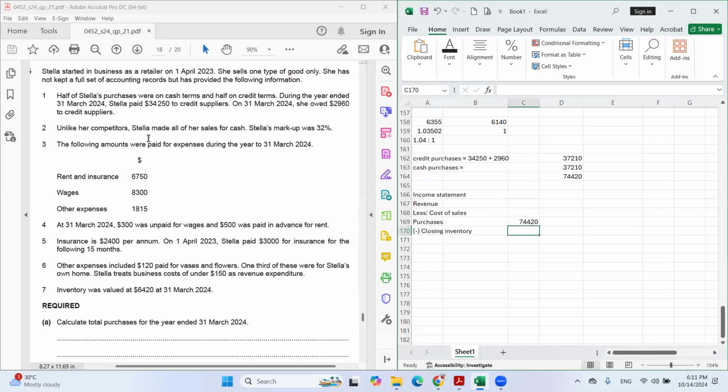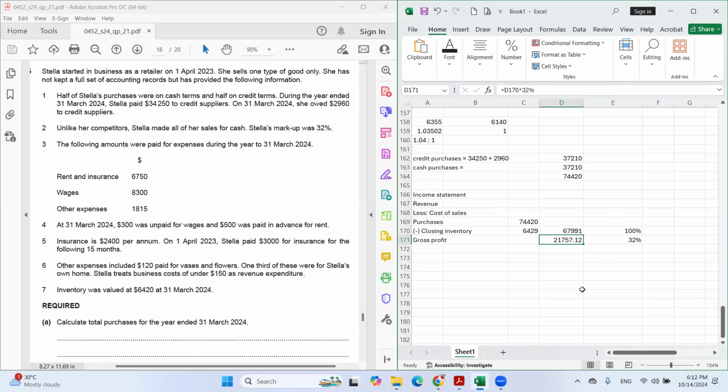Closing inventory is 6420. So we take this one minus this one. And then gross profit is 32%. That means this one is 32%. This one is 100%, so I take this amount times 32%. I will get this one.